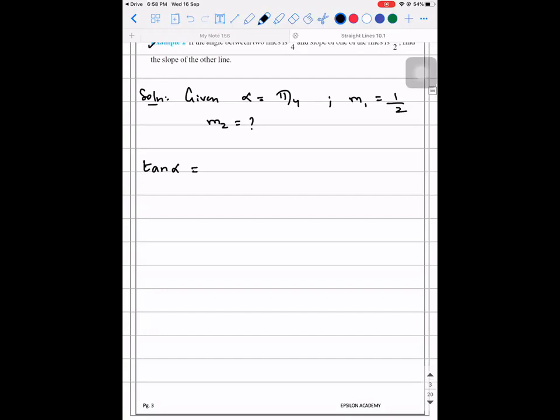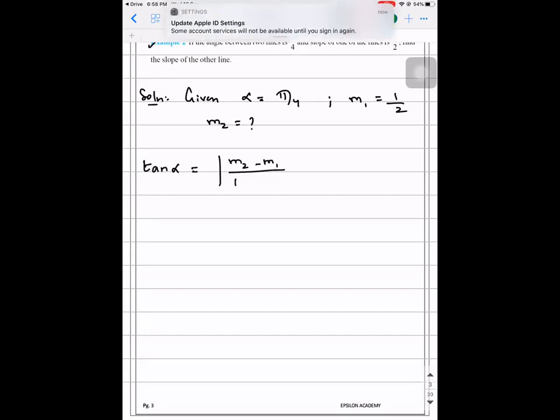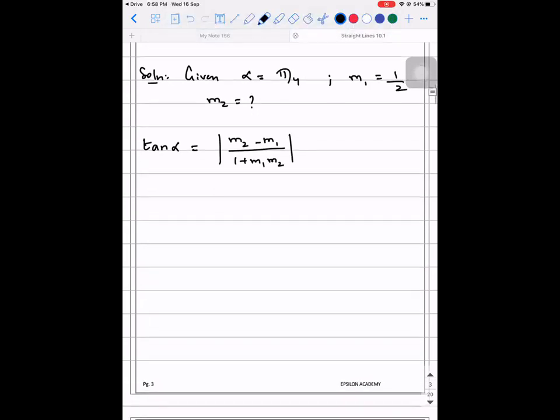So what is the formula we know? Tan alpha is equal to, don't forget, modulus of m2 minus m1 divided by 1 plus m1 m2. So what is tan alpha? Tan of pi by 4 is equal to, so this is the formula, guys. Whenever you are removing the modulus, you should use plus or minus of m2 minus m1. m2 is unknown. Let m2 be m.